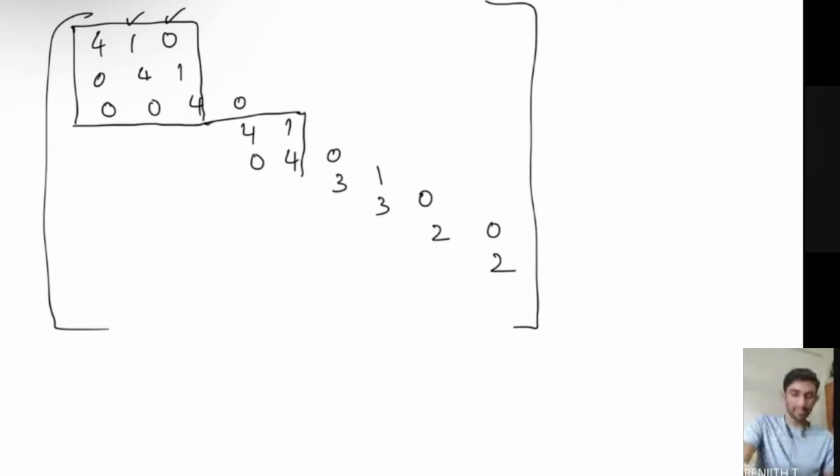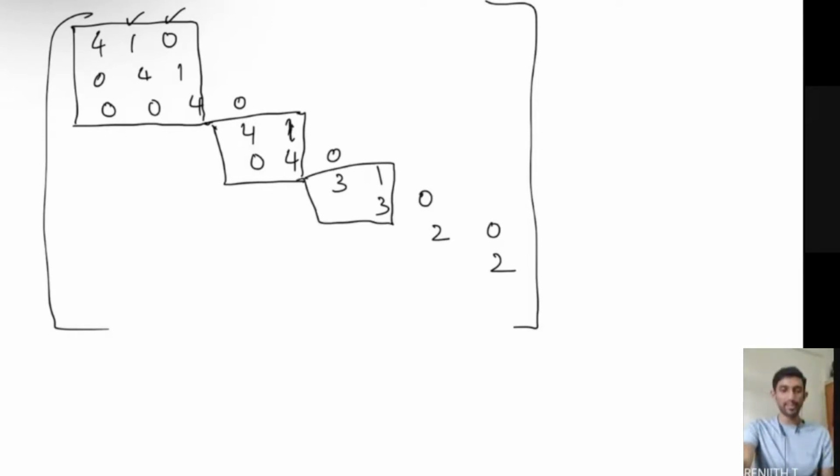Now come to the second block. Here also you will have one eigenvector: 4, 0 is the image of one eigenvector, and 1, 4 is the image of a generalized eigenvector. What about this 3, 1? Here, this 3, 0 is the image of one eigenvector, and 1, 3 is the image of a generalized eigenvector.